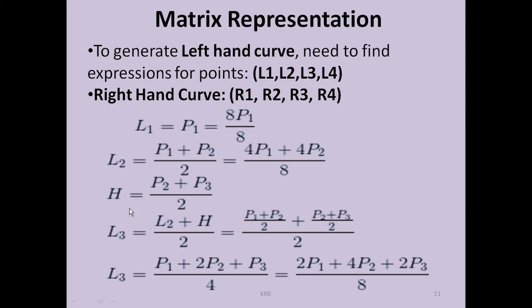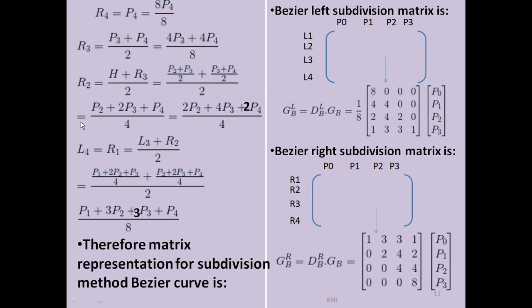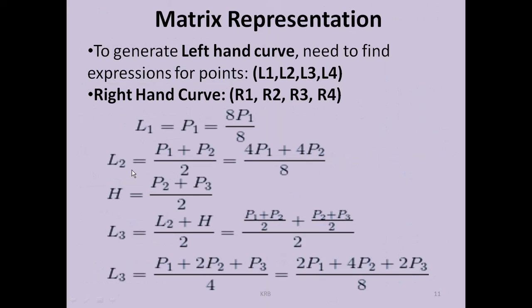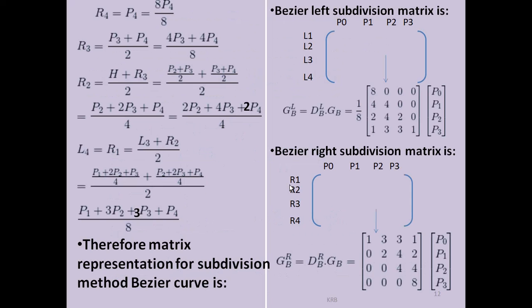Now as we have calculated L1, L2, L3, L4 is nothing but equal to R1. L4 is the midpoint of line L3 and R2, so the expression is L3 plus R2 divided by 2. Then after some conversions, we have found the expression for L4 and R1 as P1 plus 3P2 plus 3P3 plus P4 divided by 8. So as we have found the expressions for L1, L2, L3 and L4, we can form the left hand curve easily. As we have seen in the previous figure, L4 and R1 are equal.